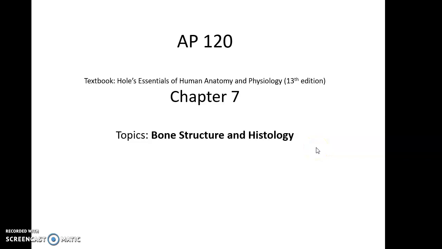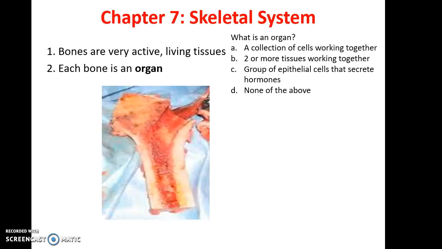AP 120, Chapter 7, Topics, Bone Structure and Histology. So, bones are very active living tissues. They are moist, they are dynamic, and of course they are important. And each individual bone is an organ. That's a lot of organs.